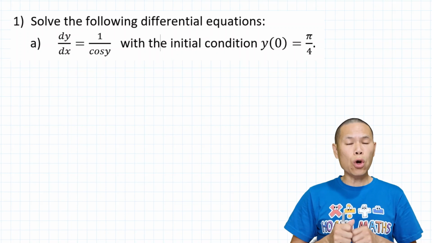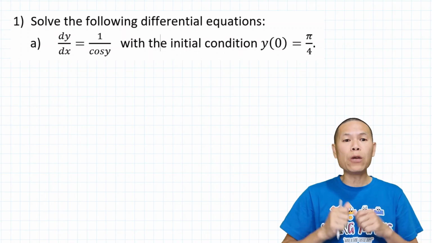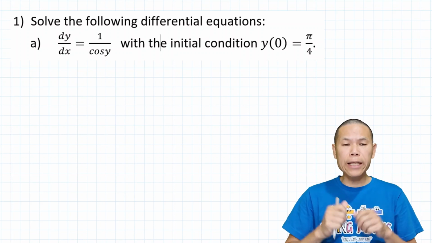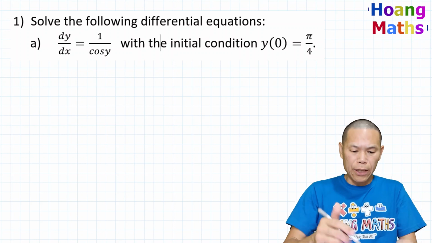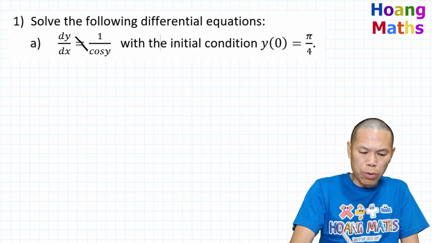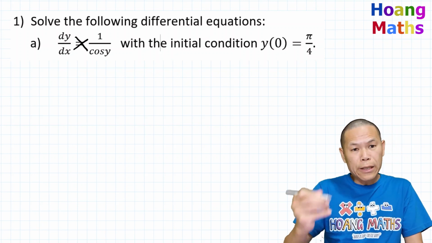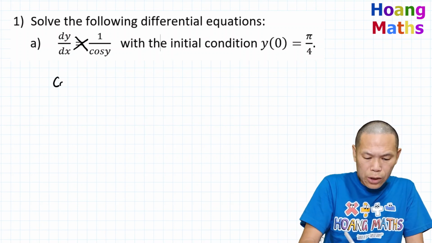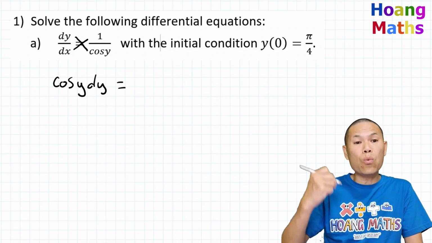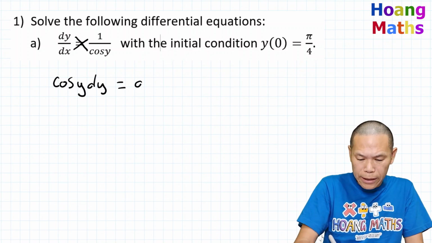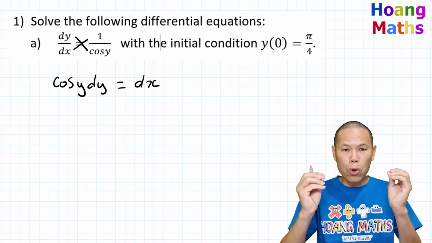First one, to solve these differential equations, we need to separate dy with cos of y on one side and dx on the other side. In other words, I just cross multiply like this. So this means that cos y dy is equal to 1 times dx, which is dx. So there you go. Now I integrate both sides.